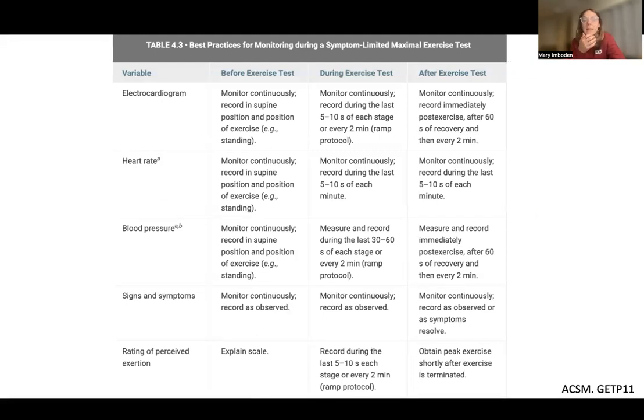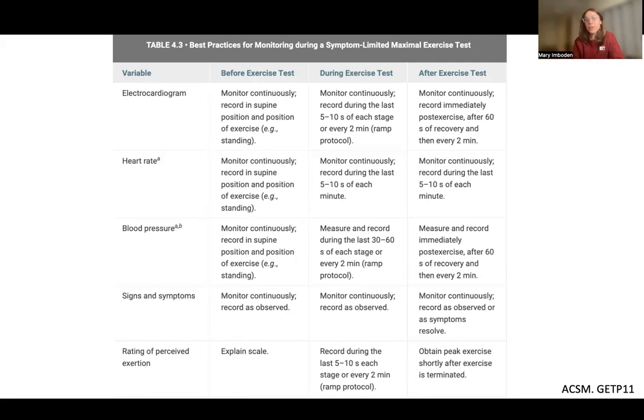Okay. This is a summary of what should be taken before, during, and after each exercise test, looking at the electrocardiogram that the participant will be hooked up to, heart rate, blood pressure, any signs and symptoms that are being monitored continuously throughout the test. And then their rating of perceived exertion.